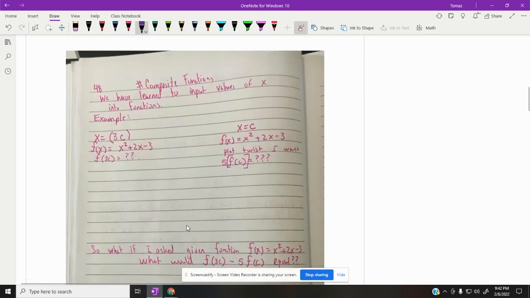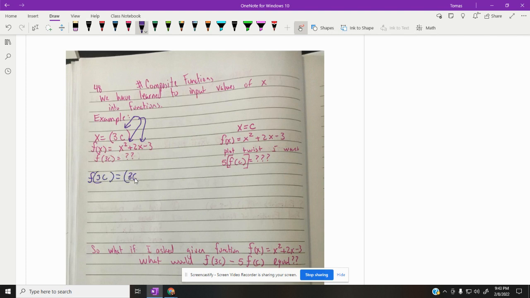So now let's do composite functions. Okay. So what is a composite function? So a composite function kind of feeds into something that we've already done, kind of like substitution. So like if I was to tell you that x is just really 3c, what I would do is I would want you to plug in 3c for every x that you see. So f of 3c would look like this.